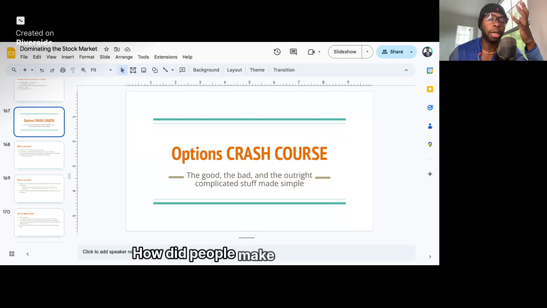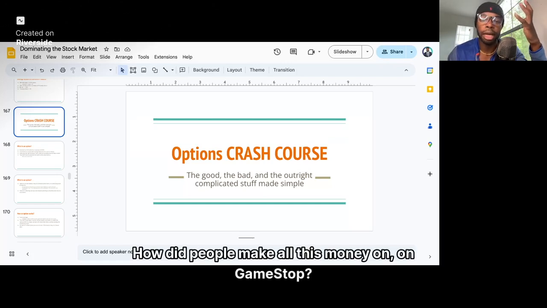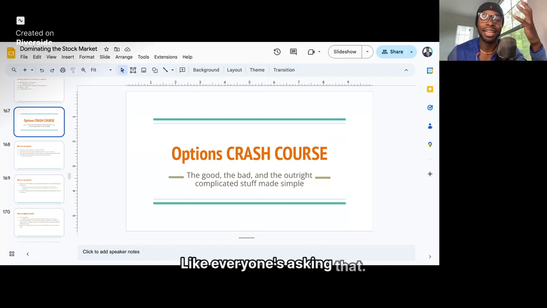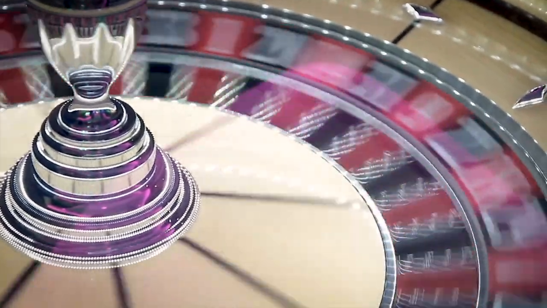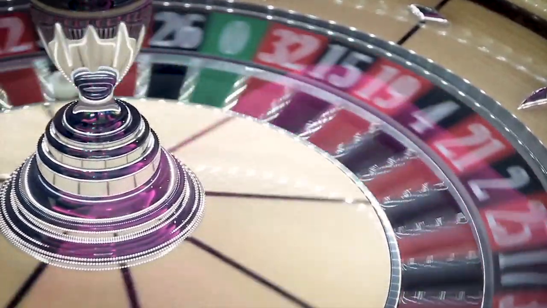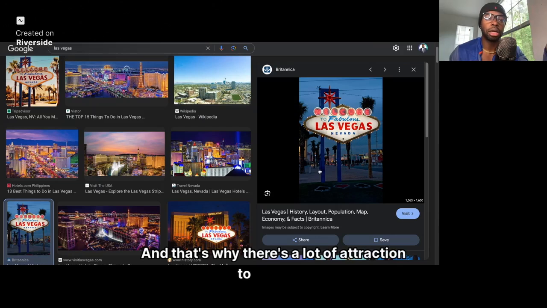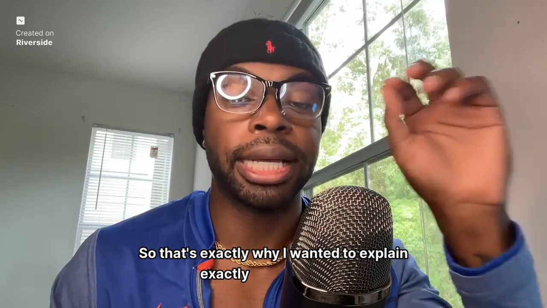Okay, how did people make all this money on GameStop? Like everyone's asking that. And a lot of people think that when you're trading options, you're gambling, you're going to Vegas. And that's why there's a lot of attraction to options. And it can be gambling if you're not doing it correctly. So that's exactly why I wanted to explain exactly what they are.